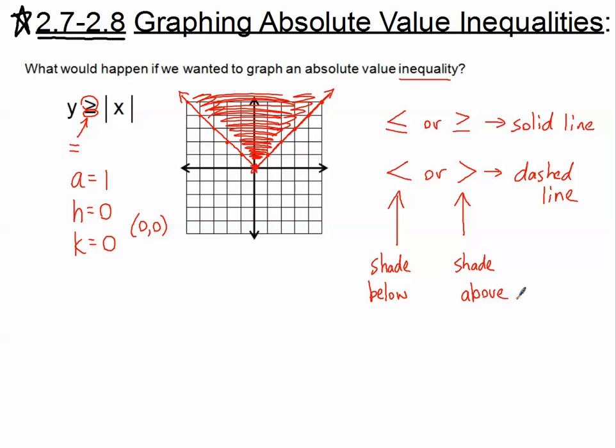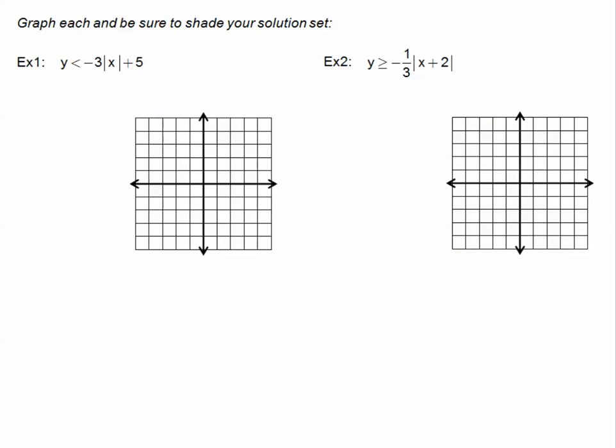So we're going to be doing our a, h, and k like we've been practicing throughout, but we have these four symbols that we have to pay attention to as well, to see, first of all, where we're shading, and second of all, if it's a solid line or a dashed line. So these are some good notes right here that you want to take. Let's look at example 1. We have y is less than -3 times the absolute value of x plus 5.